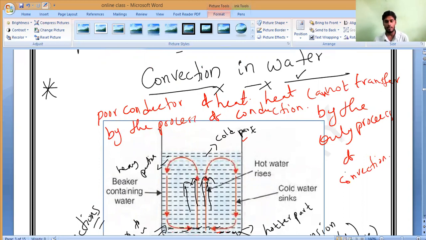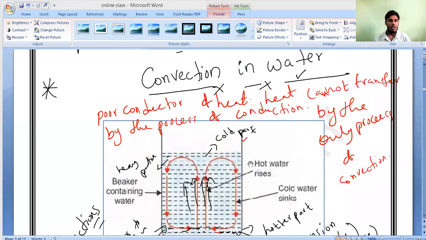Wait a minute, I'll write that water is a poor conductor. So the hot water, being lighter, rises upwards, and along with that, when it is going upwards, what is happening?